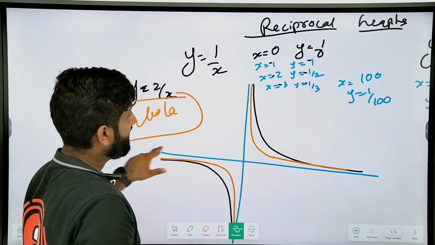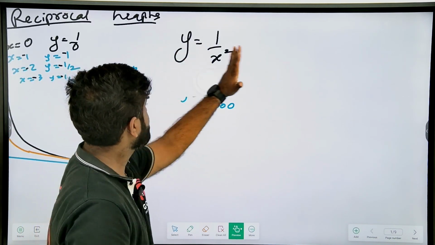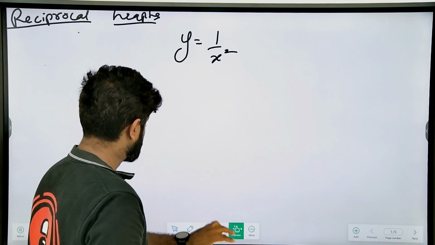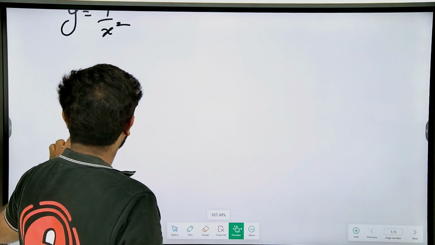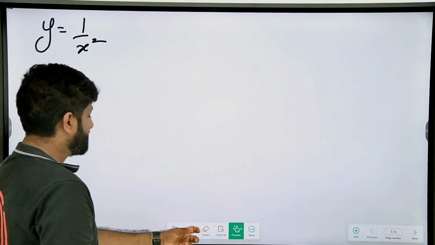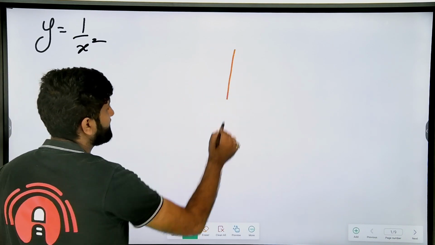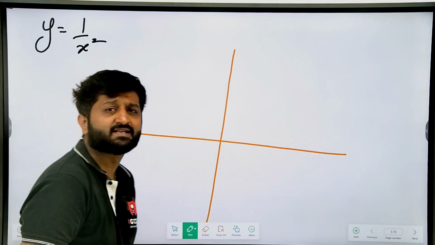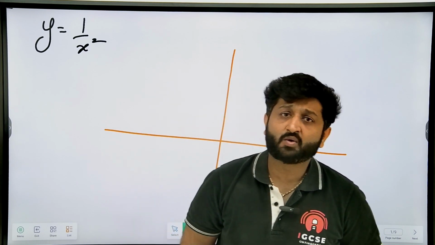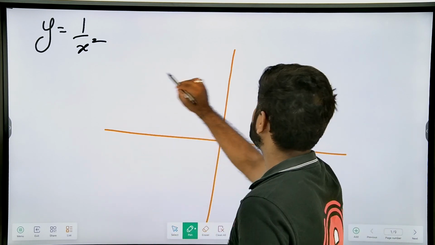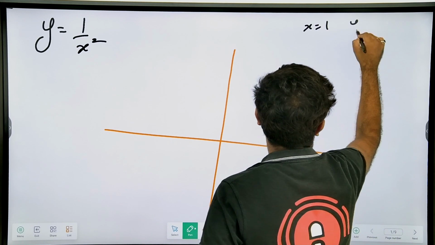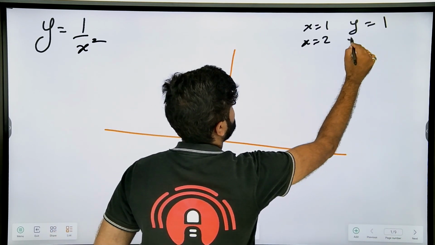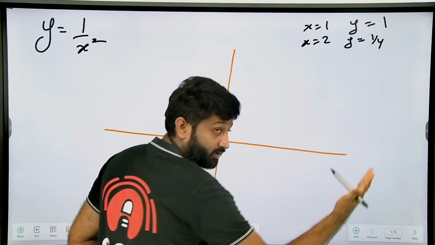Now, the next form of reciprocal graph, that is y equals 1 by x square. Now, this is very similar to the previous one, but with just a small change. Now, what will happen when x is 1, y is going to be 1, right? Because this is 1 square. So when x is 1, y is going to be 1. When x is 2, y is going to be 1 by 4.